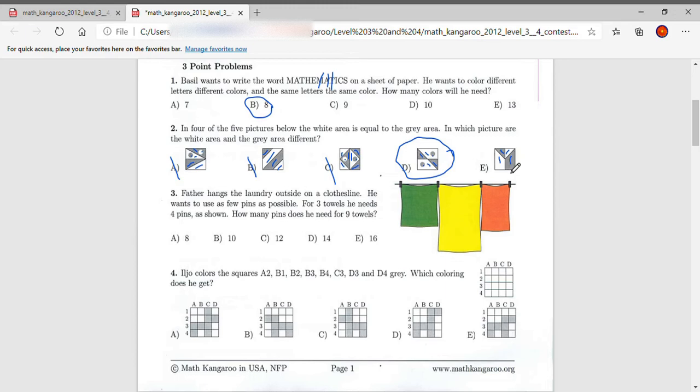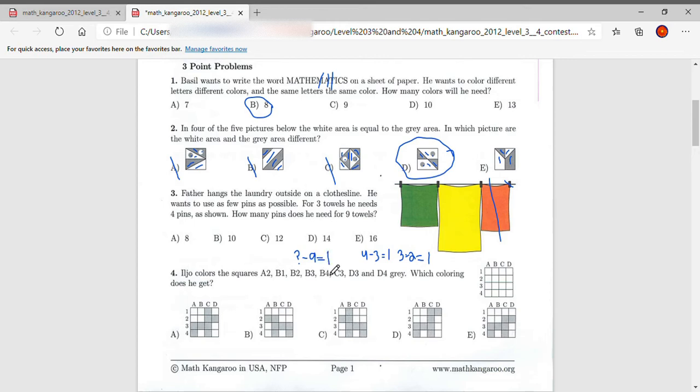But let's see. So for 3, he needs 4. How much does he need for 2? So we can cancel this out, meaning that this pin also gets canceled out. For 2, he would need 3 of them. So we know that 4 minus 3 equals 1. And just as we double checked here, 3 pins minus 2 towels also equals 1. So using the same logic, we know that question mark, which is the number of pins, minus 9 has to equal 1.